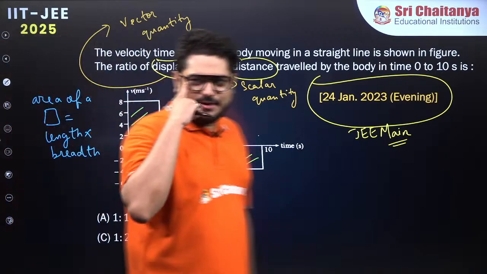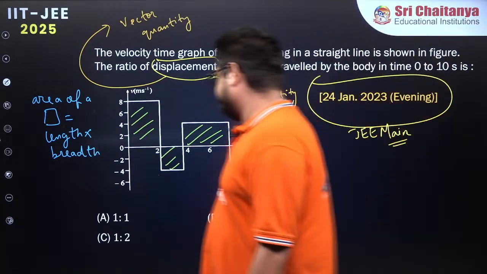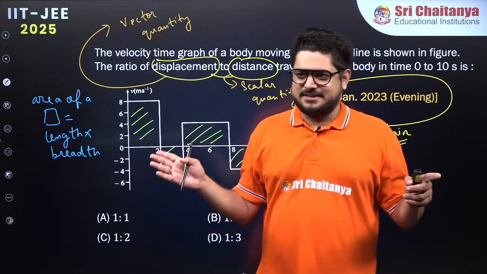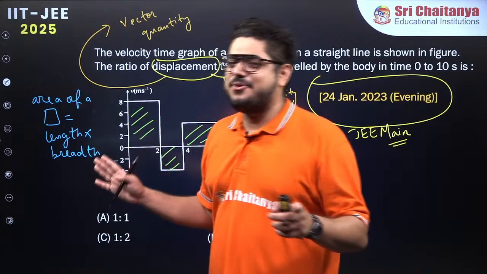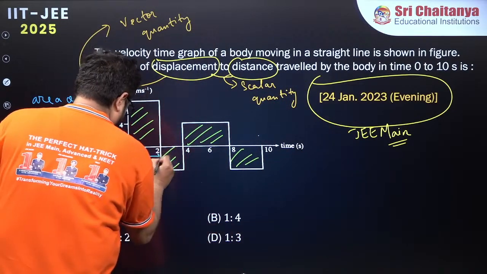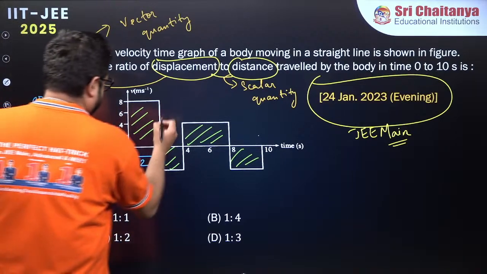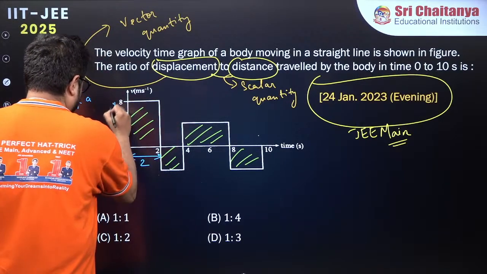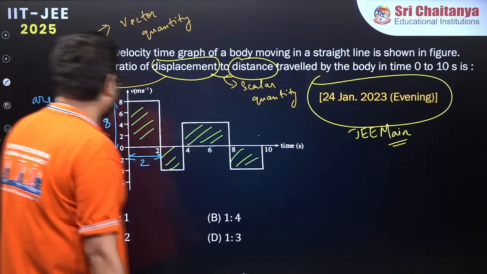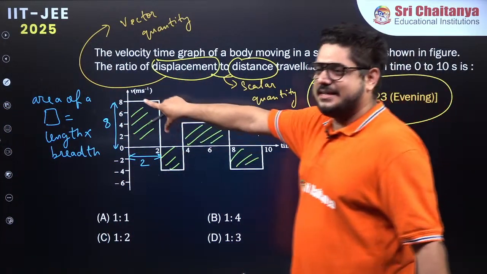Area of a rectangle is going to be length into breadth. So now what needs to be done? The first thing, you should not be giving up. Now you need to do it as, see, the length is 2 seconds and the breadth is 8 units, let's say 8 meters per second. Is it visible to everyone? The length and breadth of this rectangle.